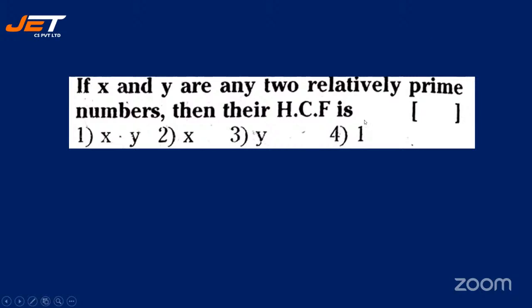If x and y are two relatively prime numbers, then their HCF is... again, the definition of co-prime, students. Relatively prime number is nothing but a co-prime number. Co-prime numbers. Relatively prime and co-prime mean the same. Satish is correct. Charan is correct.